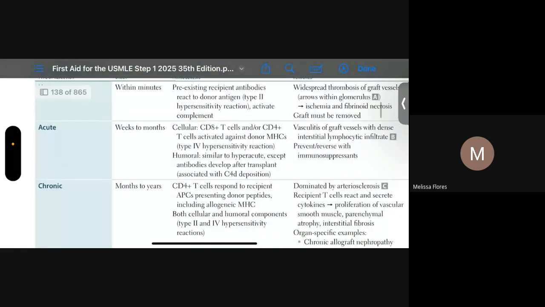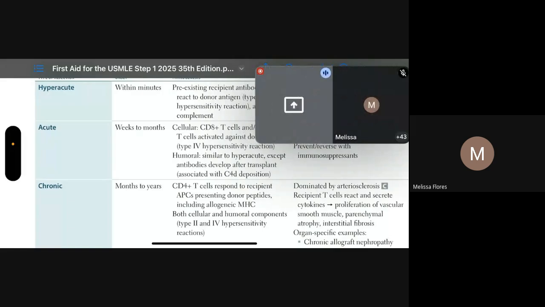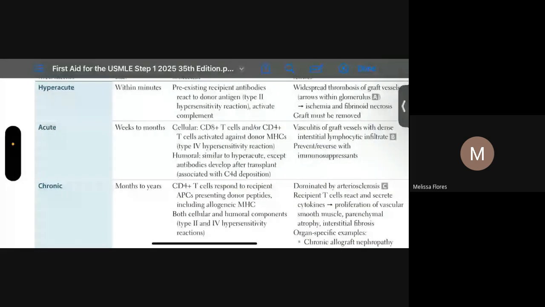Let me just ask you a question. For example, if we have a tissue specimen, and in that tissue specimen we look for whether you are having some T cells within it, and that tissue specimen was basically from a graft which was rejected within weeks to months. So what do you assume? Is it due to type 4 hypersensitivity destruction of that graft, or is it due to type 2 hypersensitivity?